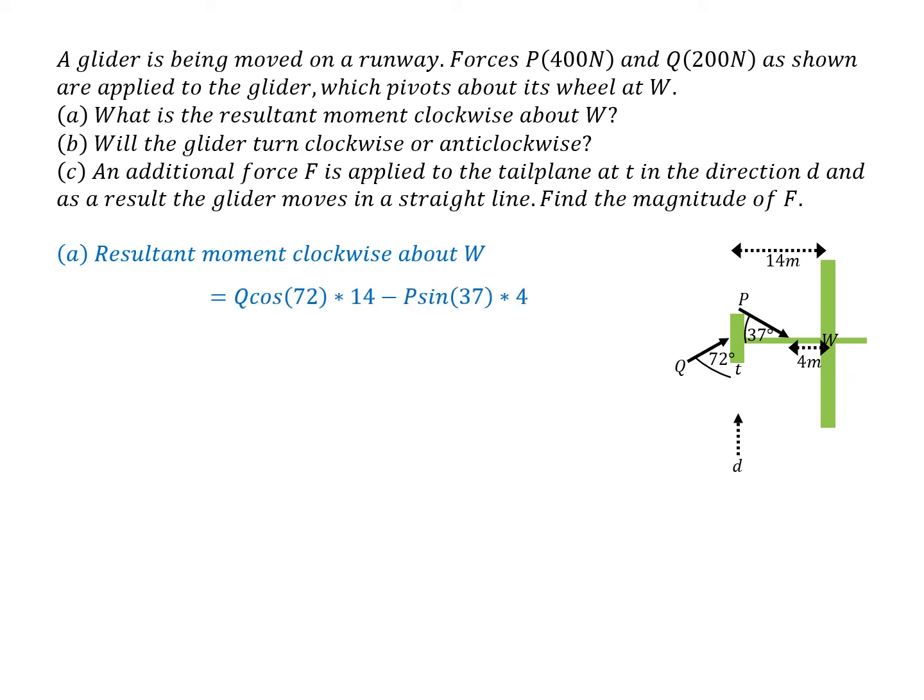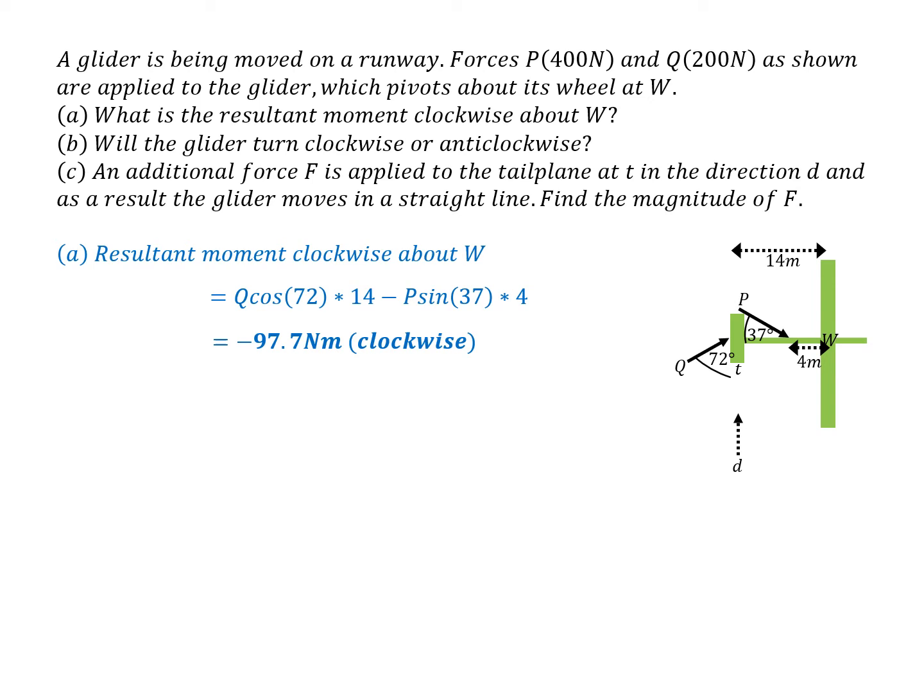So the total, or the resultant moment clockwise, is Q times the cos of 72, which is that component there, multiplied by its distance from W, which is 14, that's clockwise, and then we've got minus P sine 37, which is that component, multiplied by this distance, which is 4 meters. So the resultant moment clockwise is negative 97.7 Newton meters.